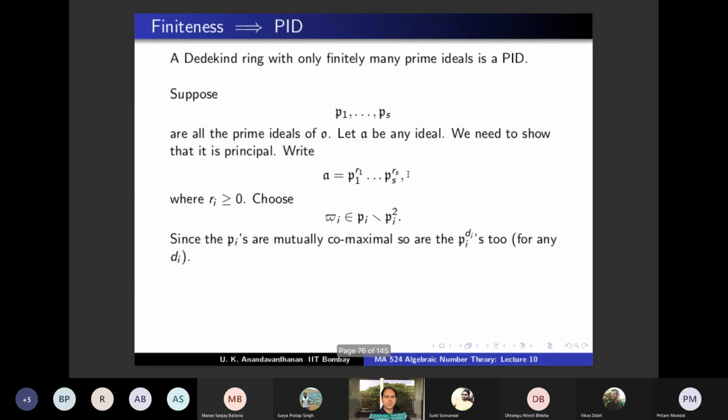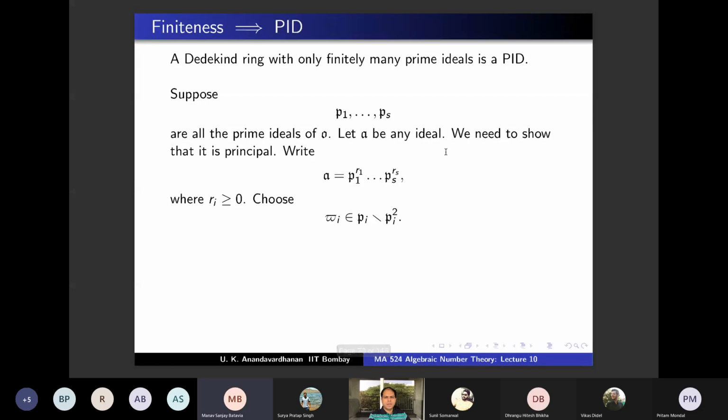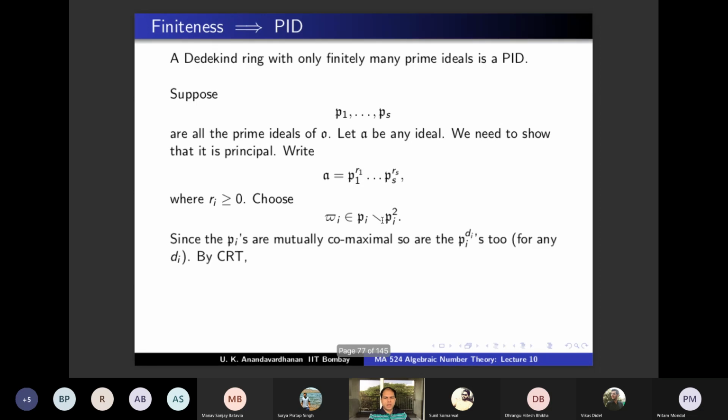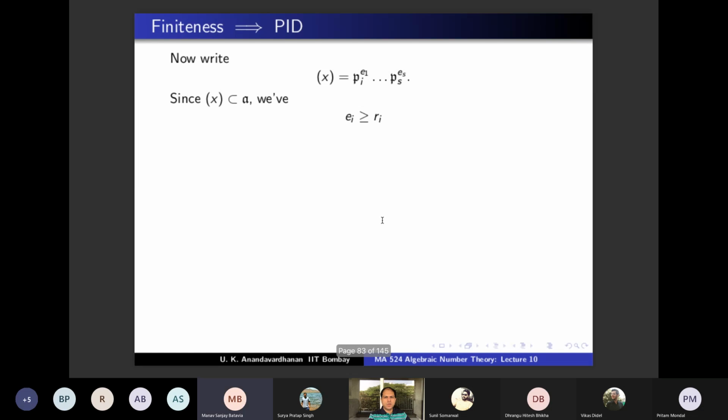Equality should come from this choice of pi_i. pi_i is chosen from p but not in p squared. Because of this careful choice of pi_i, we claim that it's actually equal. If there is an i such that e_i is greater than or equal to r_i plus 1, then x belongs to p_i power r_i plus 1, because x belongs to p_i power e_i, and therefore x will belong to p_i power r_i plus 1 because e_i is bigger than or equal to this.